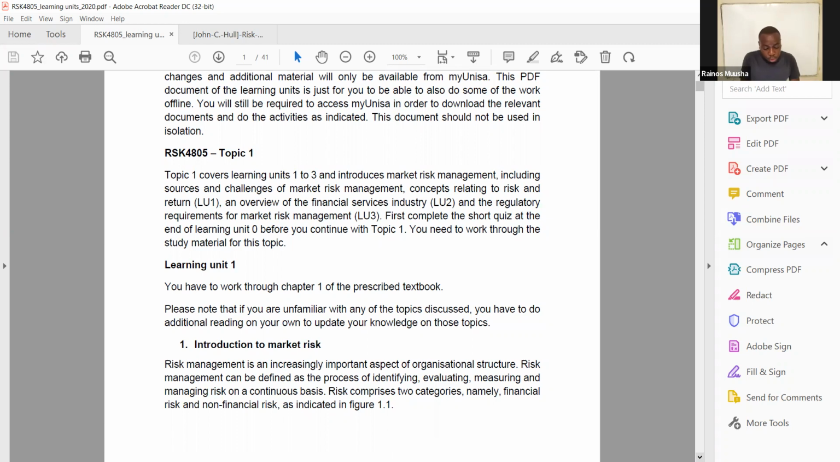And here they say, topic 1 covers learning units 1 to 3 and introduces market risk management, including sources and challenges of market risk management, concepts related to risk and return, which is in learning unit 1, an overview of the financial services industry, which is in learning unit 2, and the regulatory requirements of market risk management, which is in learning unit 3. So first complete the short quiz, and that's fine. We don't have to worry much about that.